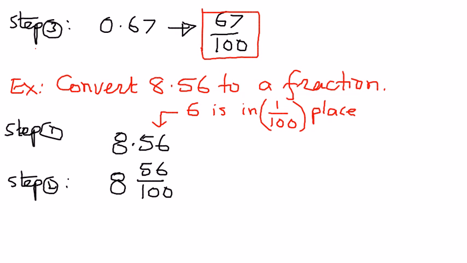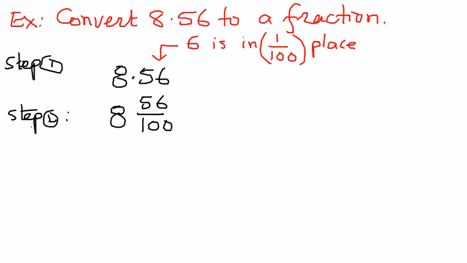Therefore, we can now simplify the 56 over 100 some more, and if we want to, we can take it on the side here. We can take 56 over 100 on the side, and then we can reduce it to its lowest terms. How do we do that? We can recall our 2 times table. 2 times what number is equal to 56? 2 times 28 is equal to 56.